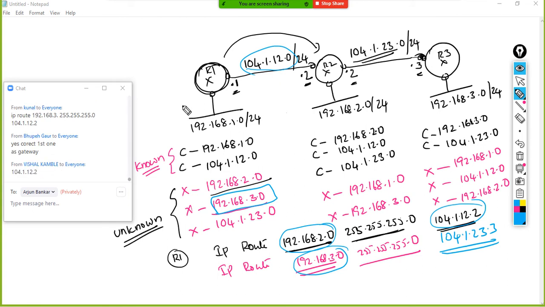Guys, do you understand what I'm trying to ask? Do you understand that? Yeah, everybody, you understand that? Because in router 3, the 192.168.3 network terminates. But in router 1, when I am going to write a route for 192.168.3, I have written the next hop IP address as 104.1.12.2. Right? Why should I do that? This is the interview question, guys.